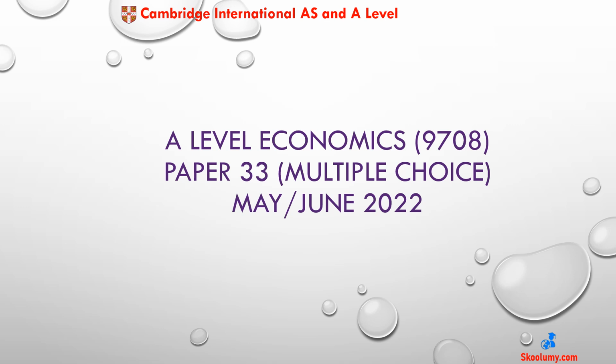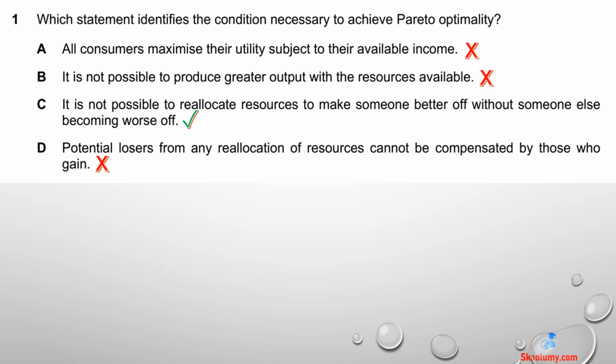This is a comprehensive solution to Cambridge International A-Level Economics, Paper 3-3, Multiple Choice, May-June 2022. Question 1. Which statement identifies the condition necessary to achieve Pareto optimality? The correct option is C.